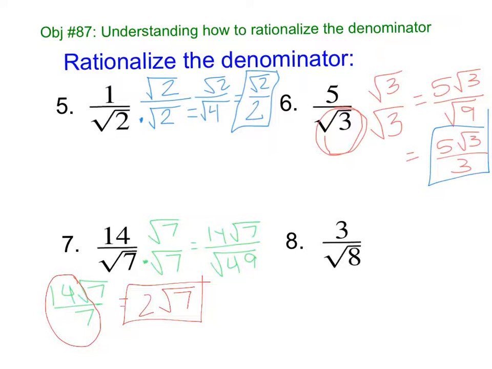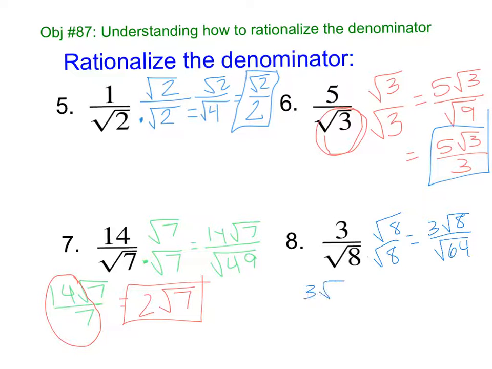Next one. All right, so root 8, 3 root 8 over square root of 64.